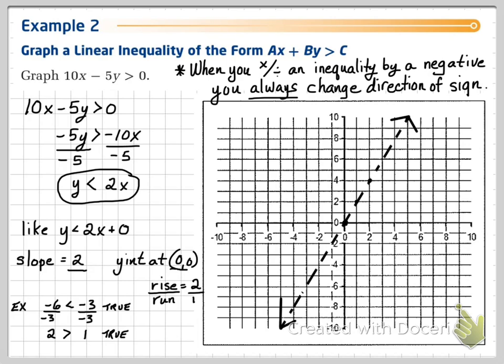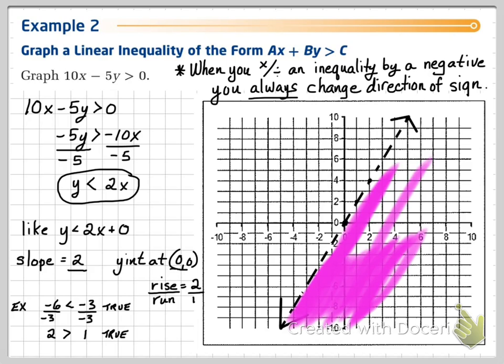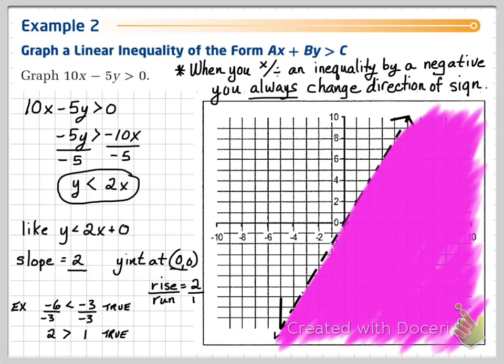But you will notice now that our line is not going to be a solid line. It's going to be a dashed line. This represents that the points on the line are not part of our solution. Only the points that are below the line are going to be our solution, not the ones on the line, because we're just looking where y is less than 2x, not less than or equal to 2x. And that's how we're going to represent that on the graph.